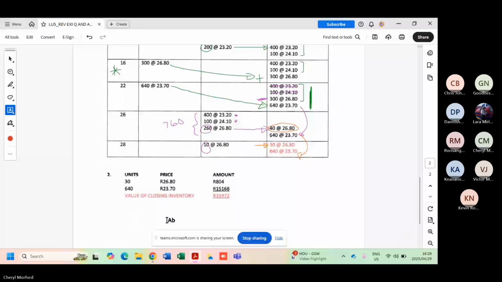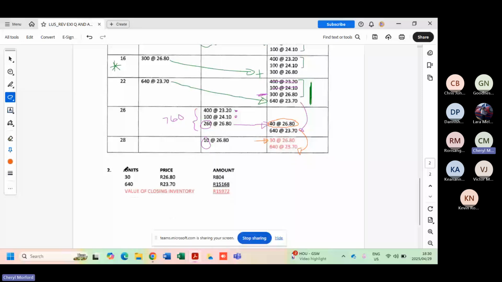Okay. We're going to have over here, just look at this one. We have 30 at 26.80. All I'm doing is I'm writing out the bottom right-hand corner of the table. And for the first time, I'm actually going to record it as an amount, because we are asked for the value of the closing inventory. So 804 for the one batch, as well as 640 at 23.70 gives us another amount, which we add. And then our final value of the closing inventory is that.